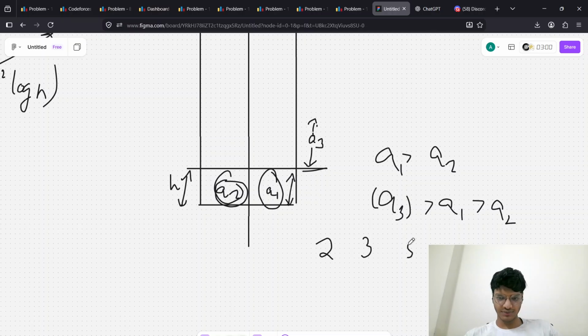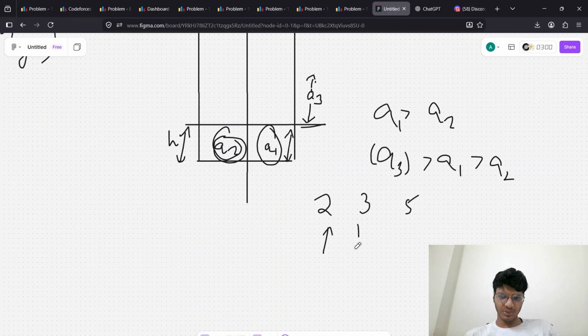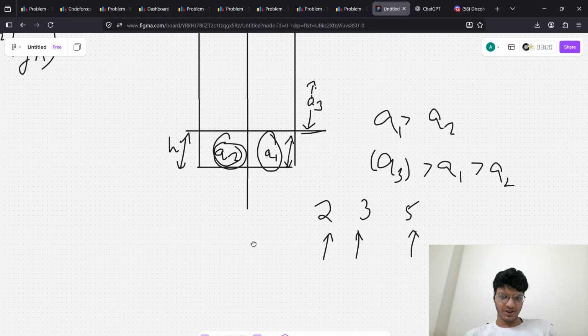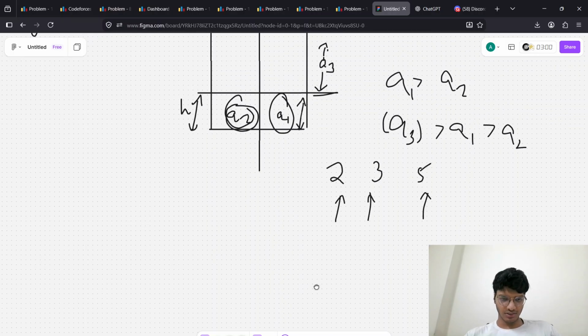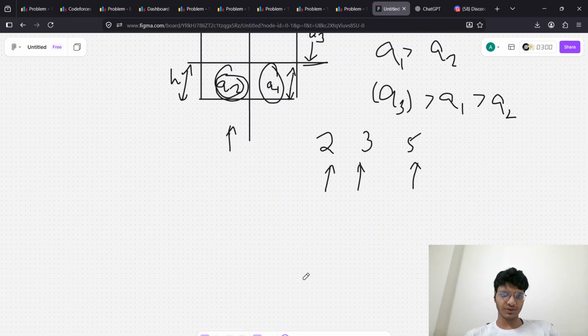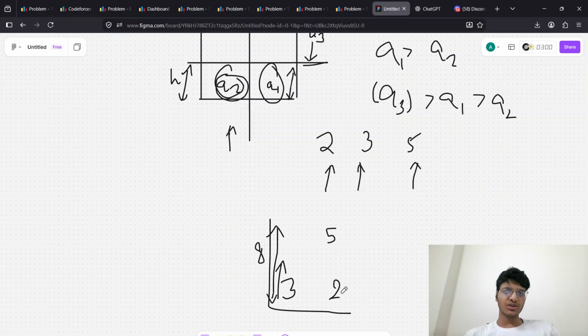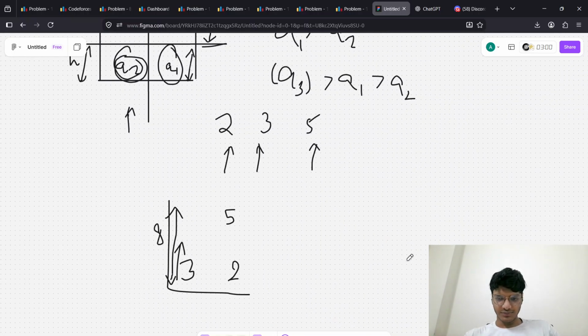That is the first input case, I think: 2, 3, and then 5. If we do it in the sorted way, we put 2, then 3, and then 5. The total height would be 8, but the maximum height of the fridge is 7. So we can't go with that. But we can go with 5, 3, and then 2.